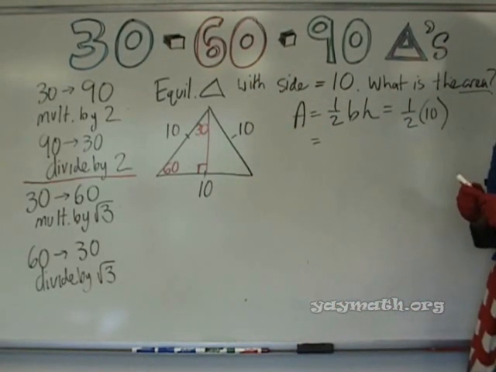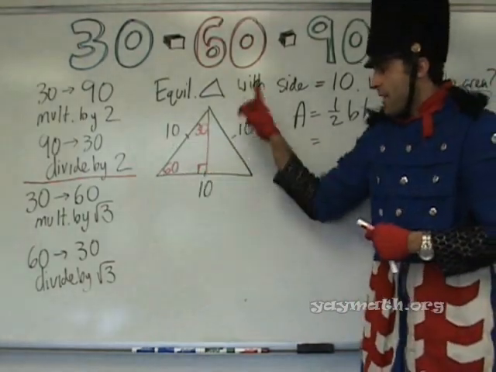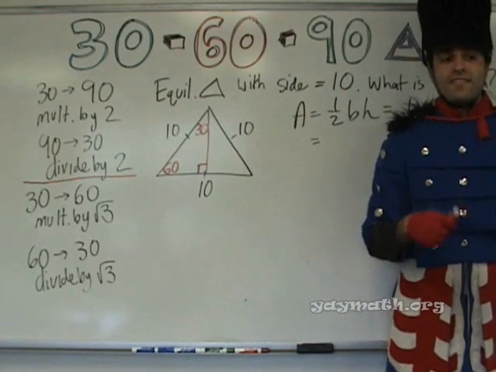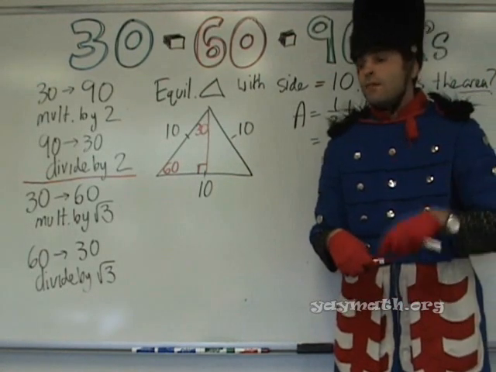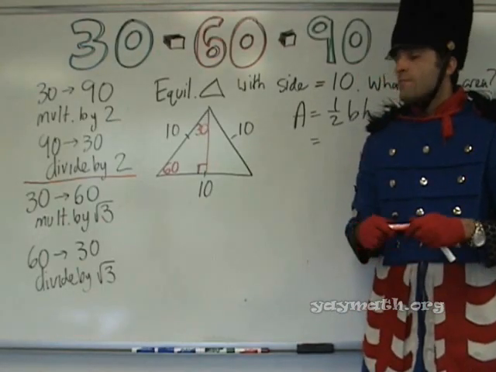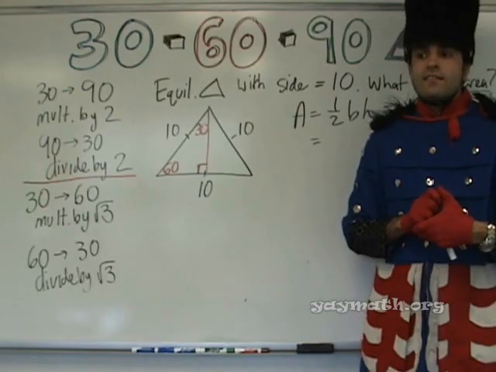And now we can solve. Now, just focus on this left triangle. Do we know the 30 side or the 60 side or the 90 side? We know the 90 side. So what's the 90 side? 10.